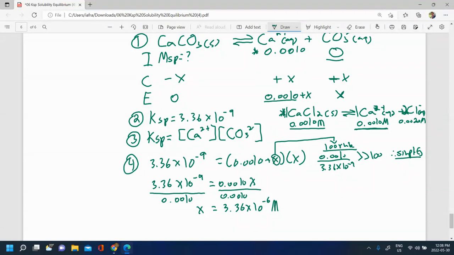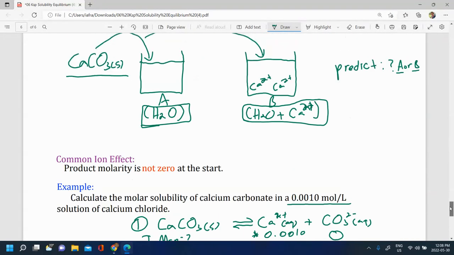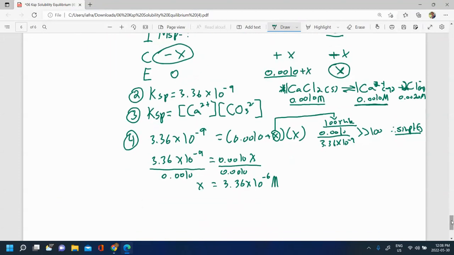So that's the concentration that we found, 3.36 times 10 to the power of negative 6. That's our X value. That's how much carbonate will be dissolved in there. And that's how much our calcium carbonate will change by, which is our MSP. So this is our MSP, and our sig figs is going to be 2 sig figs, so approximately 3.4 times 10 to the power of negative 6 molar. This is our MSP.